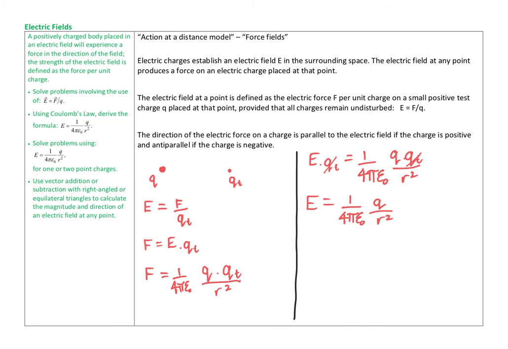If it's positive, it'll be in the direction of the field. If it's negative, it'll be in the opposite direction to the field. I'm not going to go through an example for that. It's very much like that calculation I just did in the previous slide.